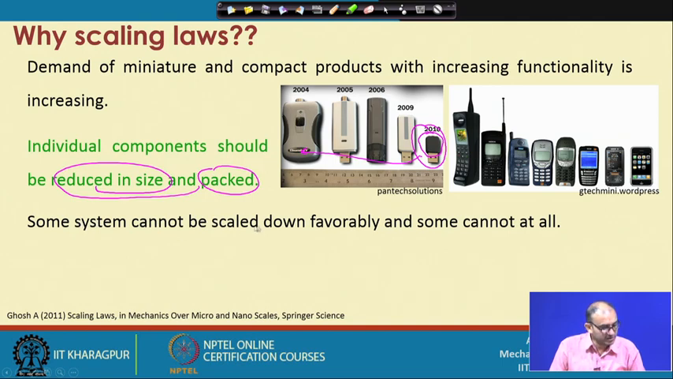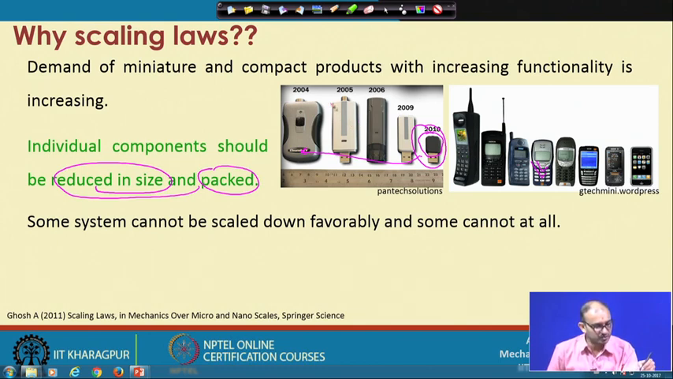So, some systems cannot be scaled down favorably, some cannot at all. But now, the question is what we have to do in this particular case. So, luckily everything happened very favorably here, that you can scale down the size and also increase the functionality. Here it happened very fast, but if you see a machine, you cannot scale down a big milling machine to a small milling machine, because there are a lot of issues. These have movable components. Here most of the things are static components, that means there are no movable parts. Most of the things are done by electronic signal.